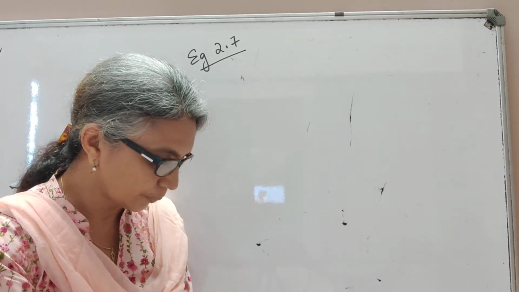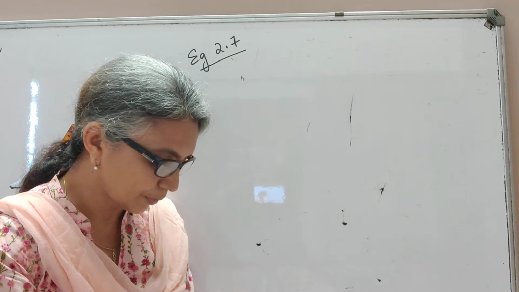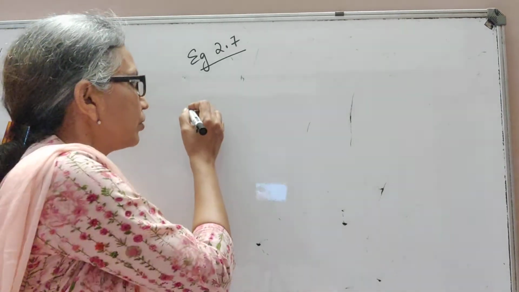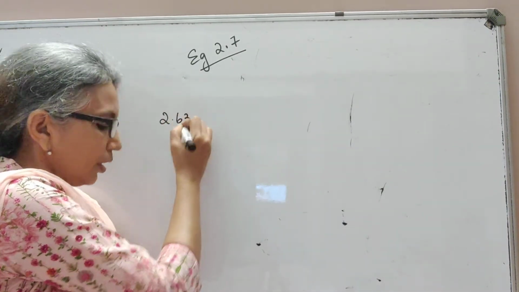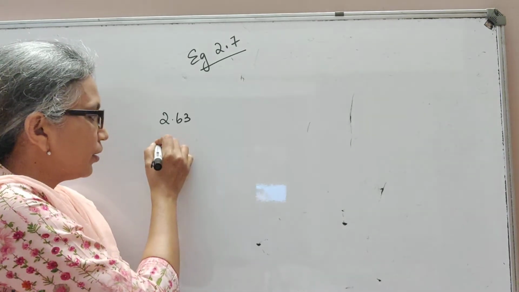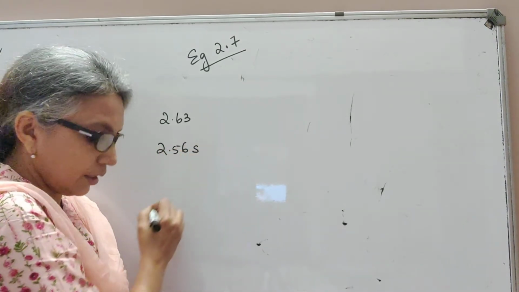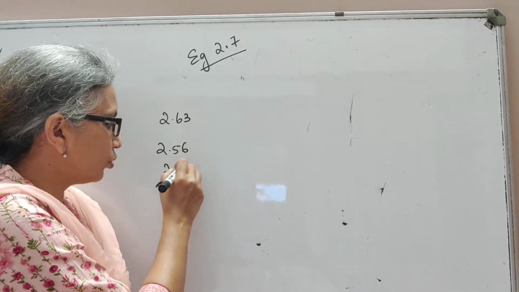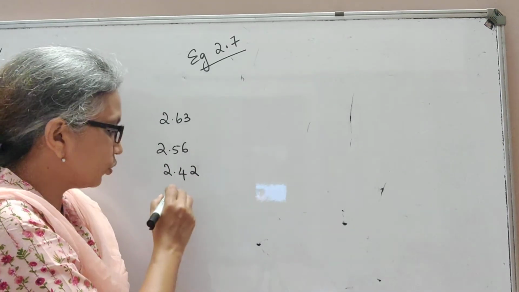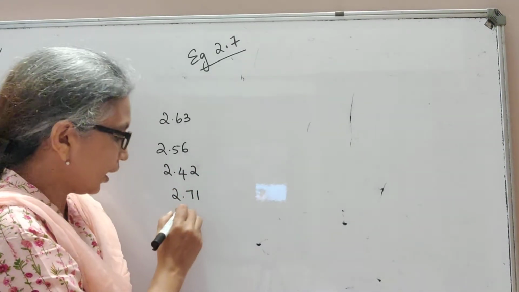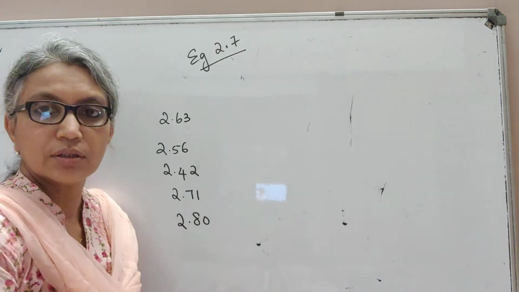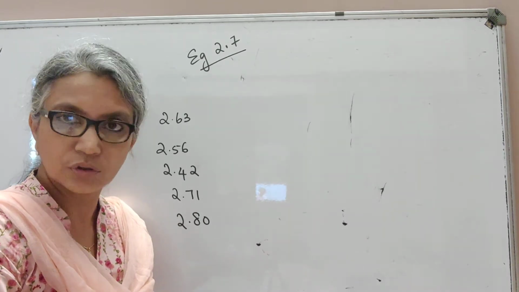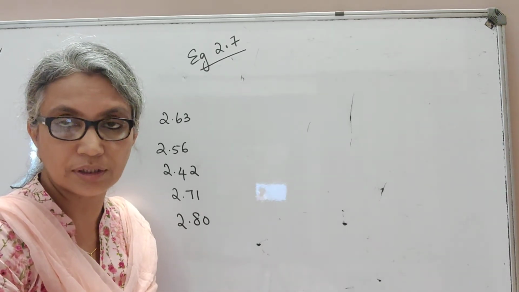So in this question they are telling you, we measure the period of oscillation of a simple pendulum. In successive measurements, the readings turn out to be 2.63 seconds. Next one is 2.56 seconds. Then we have 2.42 seconds. Then there's 2.71 seconds. And then there's 2.80 seconds. So this student has taken 5 readings for oscillation of a simple pendulum. So he was asked to find out the time period of a simple pendulum.